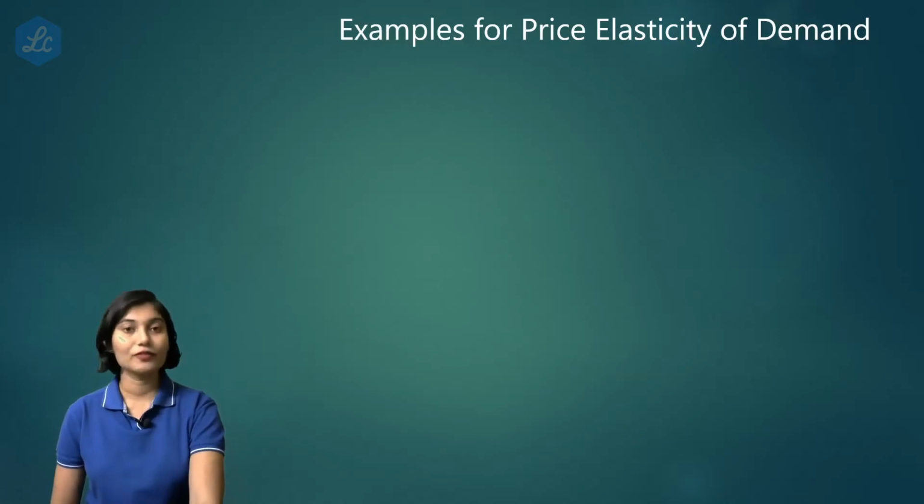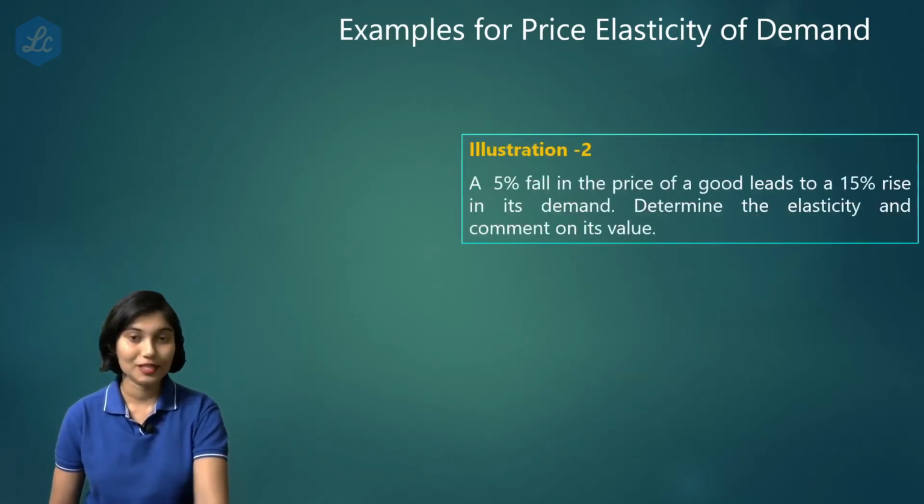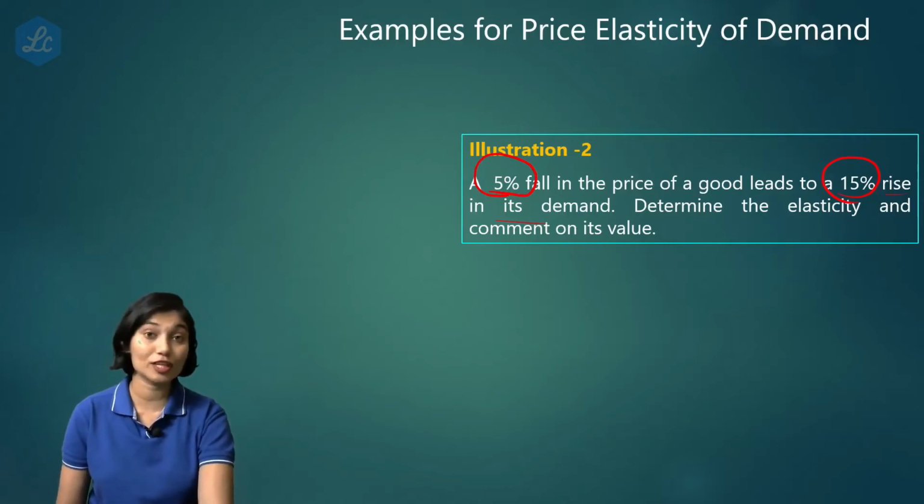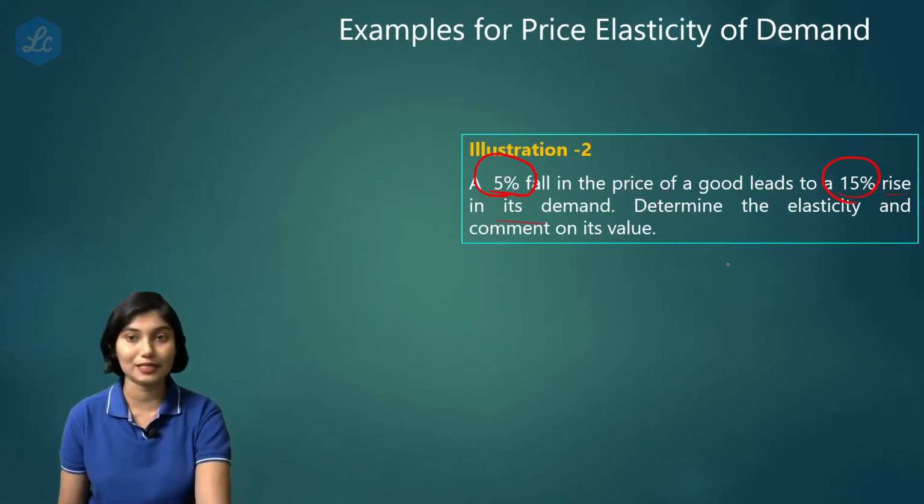Similarly, we look at another example. Illustration second. A 5% fall in the price. Now, they have already told us how much the price is falling. A 5% fall in the price of a good leads to a 15% rise in its demand. Okay. So, what is the change in price? 5%. What is the change in demand? 15%. Determine the elasticity.